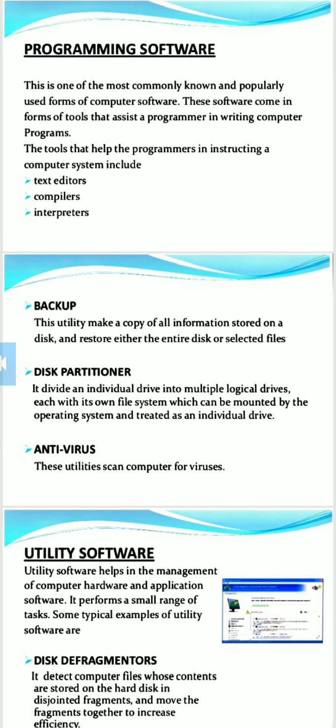The last one is programming software. This is one of the most commonly known and popularly used forms of computer software. The software comes in the form of tools that assist programmers in writing computer programs. The tools that help programmers in instructing a computer system include first one text editor, second one compiler, third one interpreters.